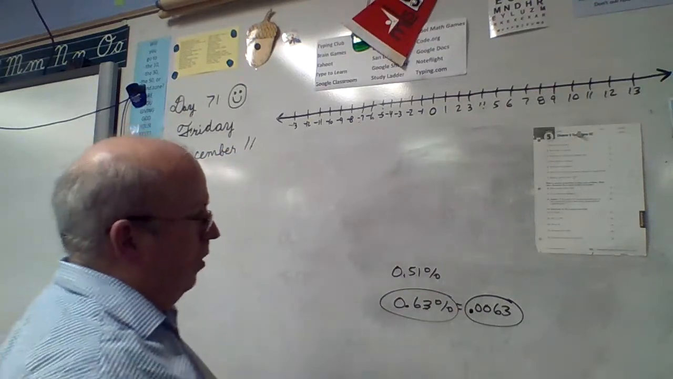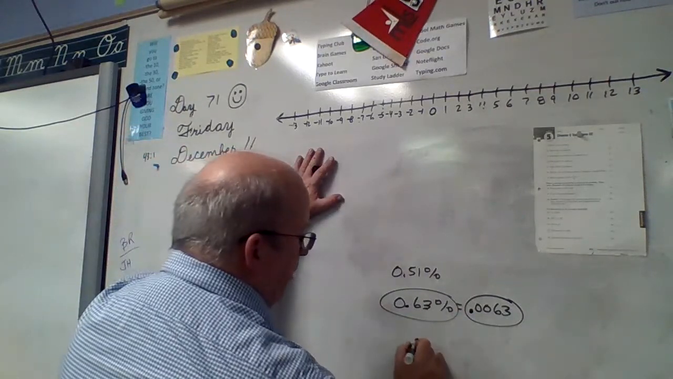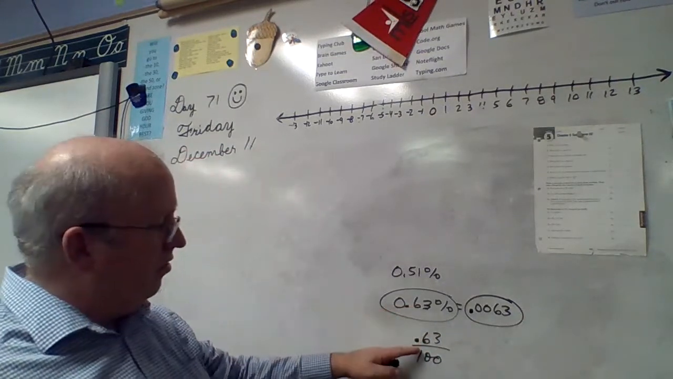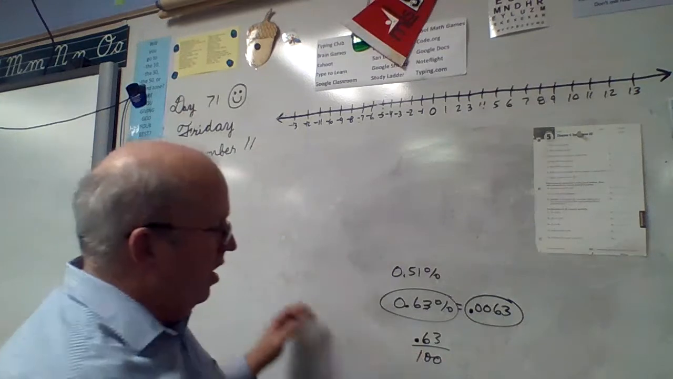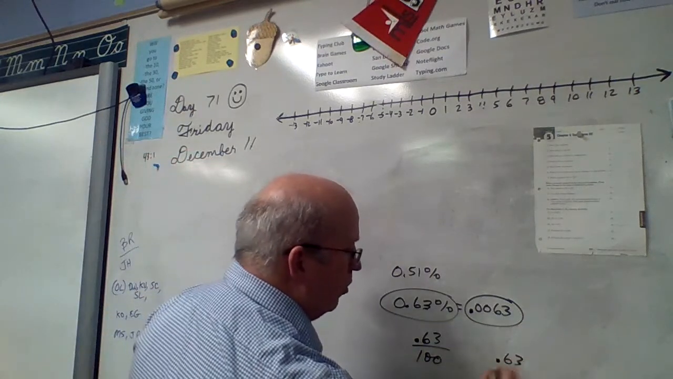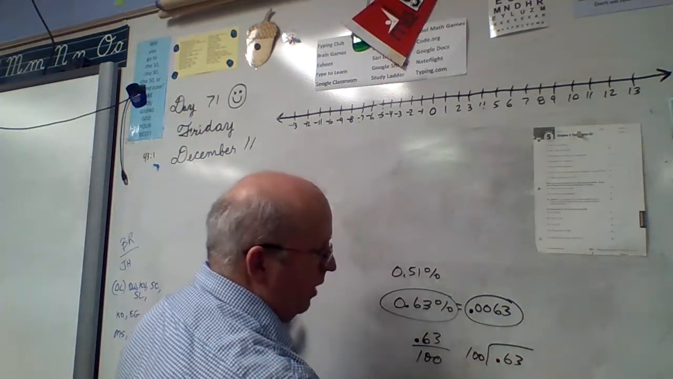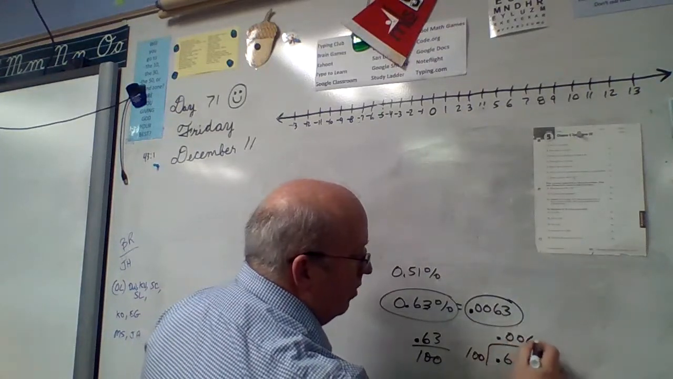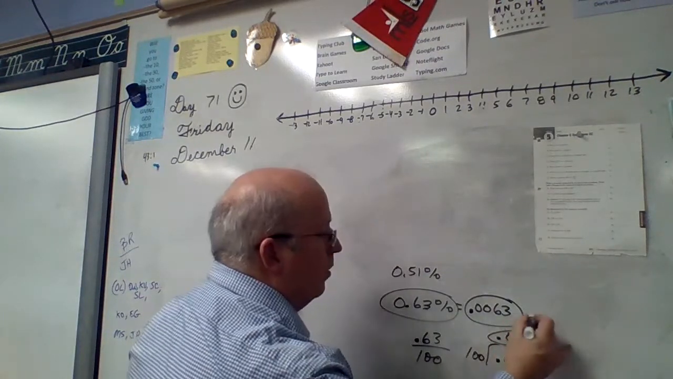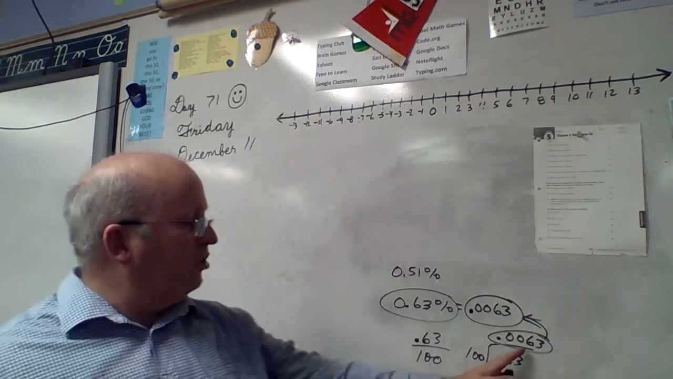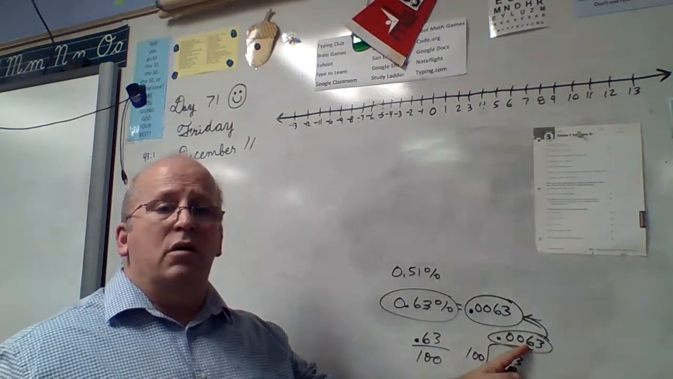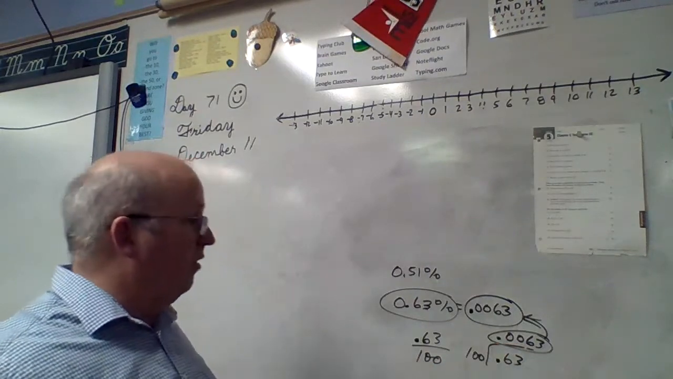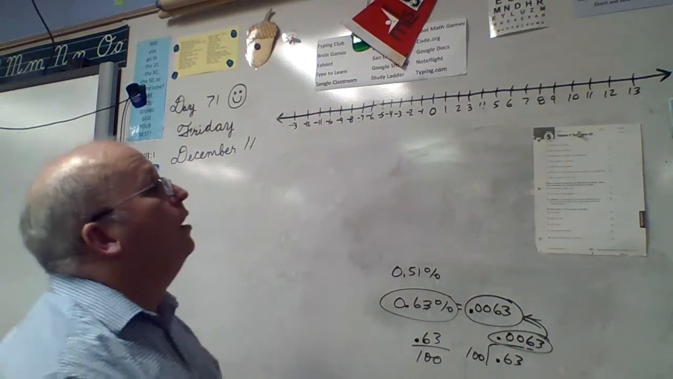Now the question is, why does that work? It works because percent means hundredths. I could write this as this fraction, and then I could take 0.63 and do an actual division problem, and the answer in the division problem would be this number up here. So in essence, we're just taking the decimal point, which was here, and moving it 2 places to the left because we're dividing by 100.